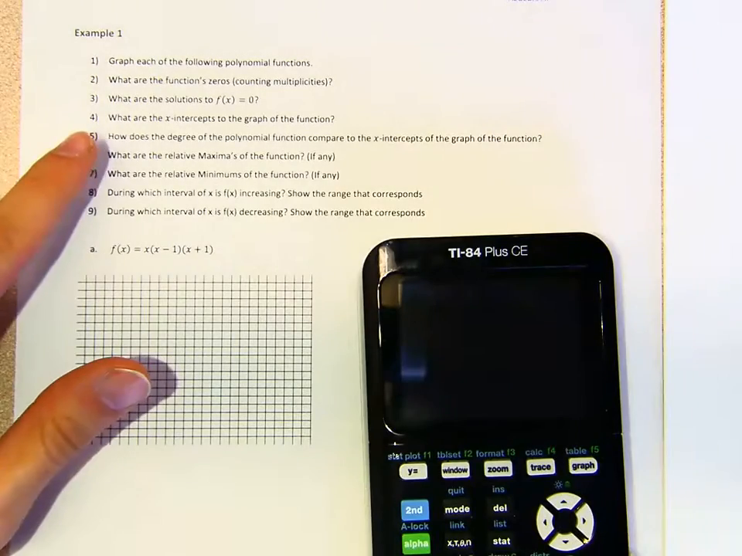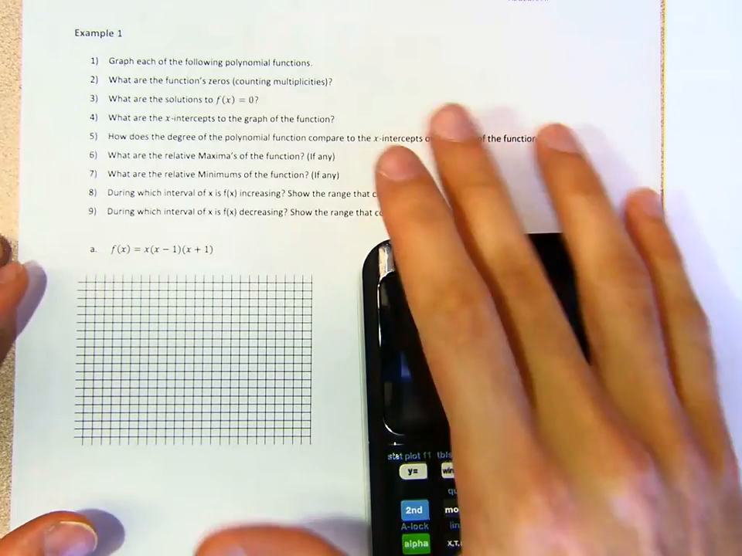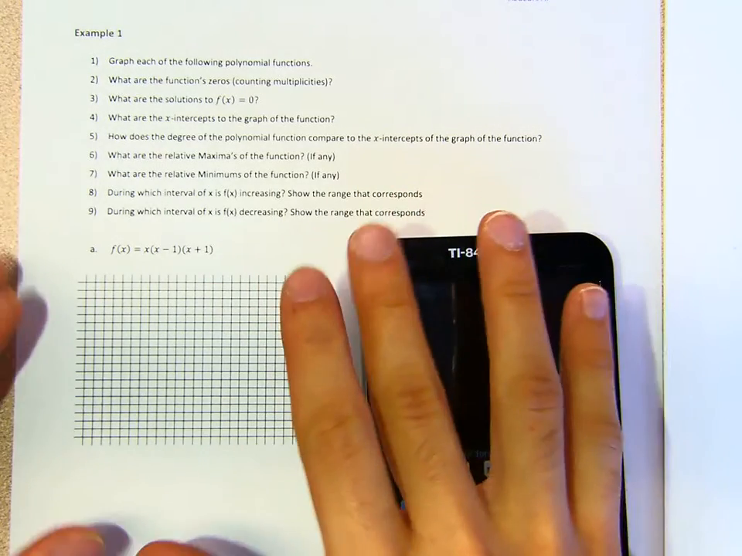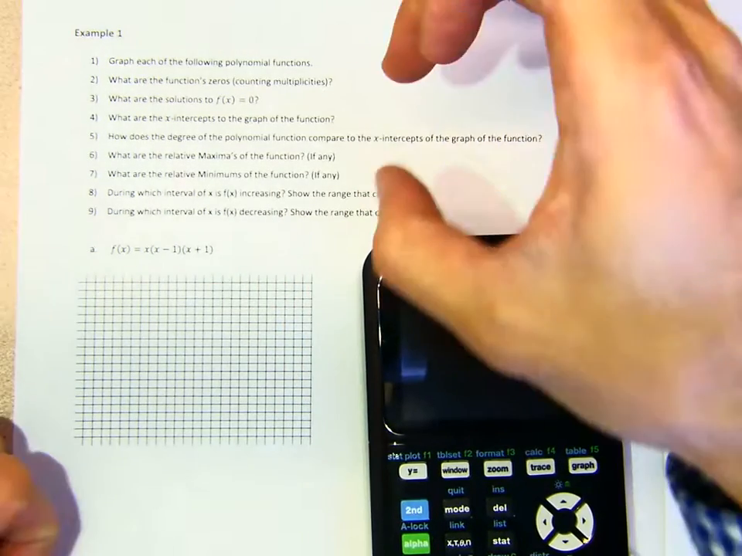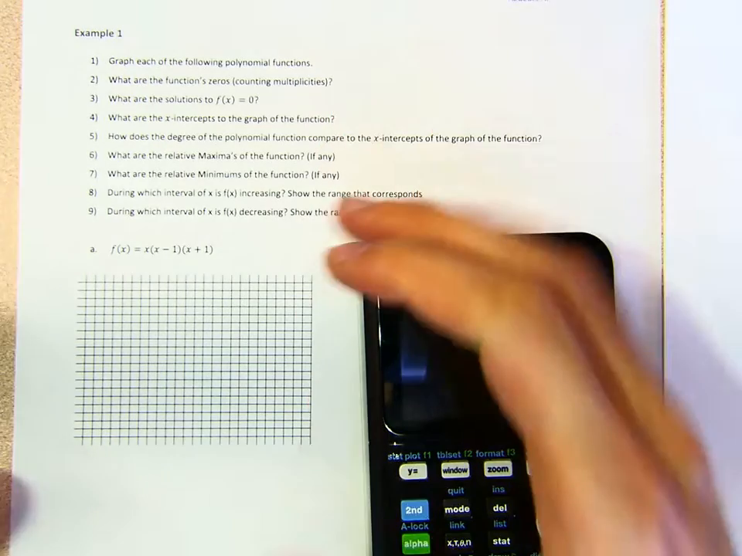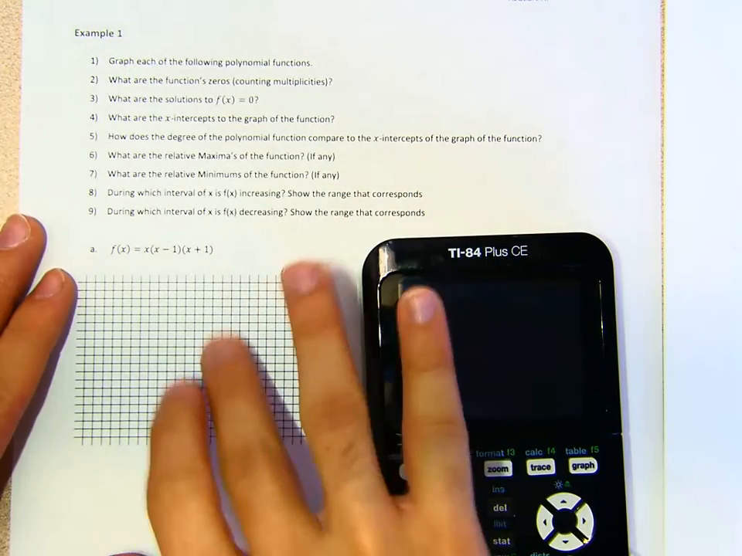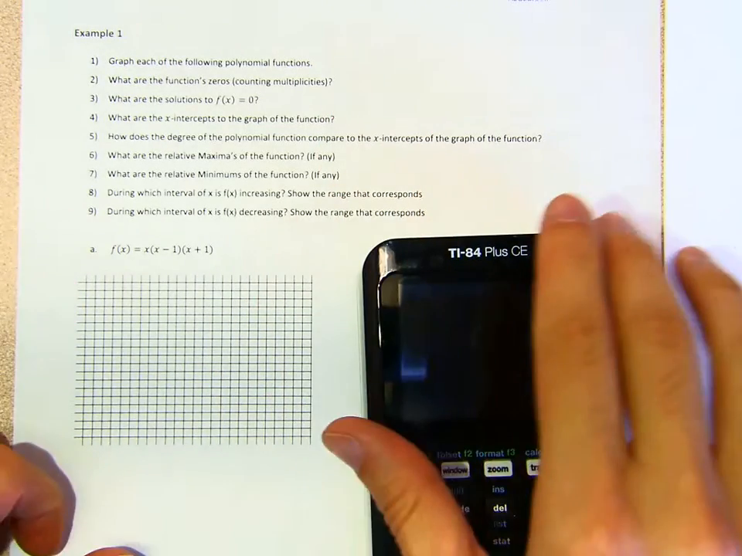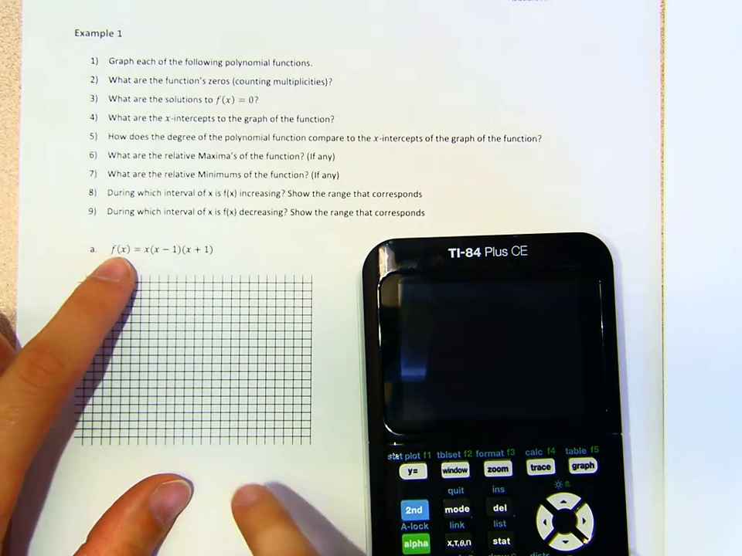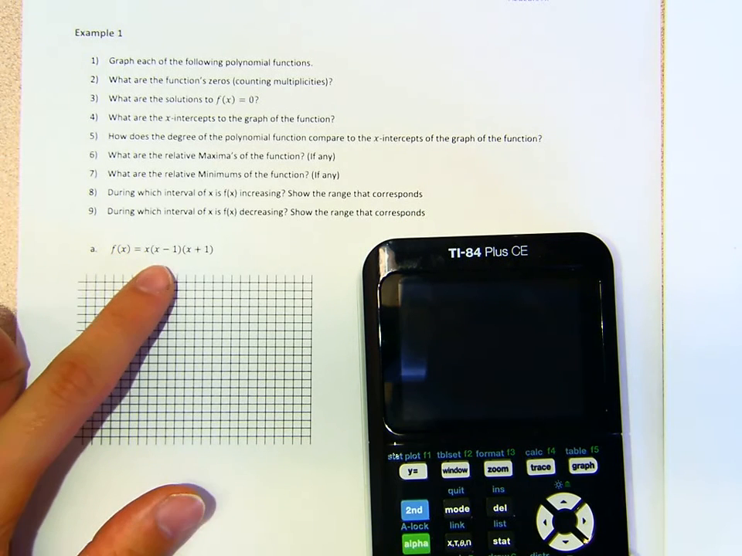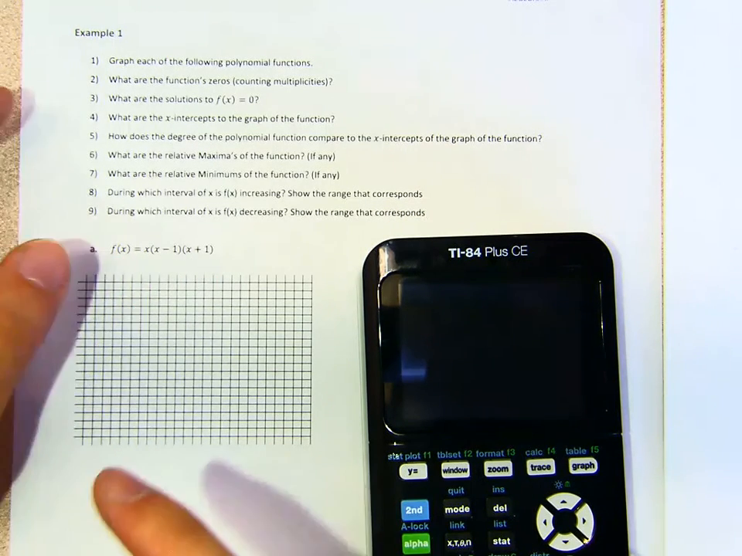And if you're thinking, oh man, Mr. G, these are so many things we need to do, it's not as bad as it looks. But if we understand all these concepts, you're really going to understand the concepts of graphing and what they mean. So let's look at the first part. If this is our function f of x, right? x times x minus 1 times x plus 1.